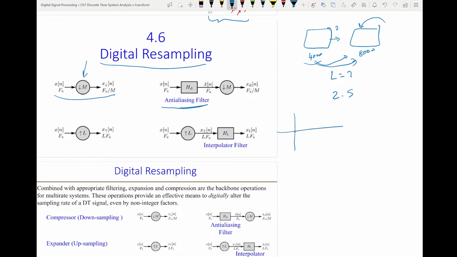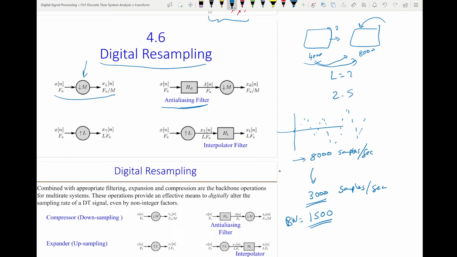So if I have a digital signal like this one, for example, and originally it was sampled at 8,000 samples per second, now I want to downsample it to 3,000 samples per second. Now when you downsample to 3,000, you are assuming the highest frequency, or the bandwidth, should not be larger than half the sampling rate. While here, when it was sampled at 8,000, the bandwidth is 4,000. So to downsample to 3,000, that means you have to get rid of all frequencies above 1,500 from the original digital signal.